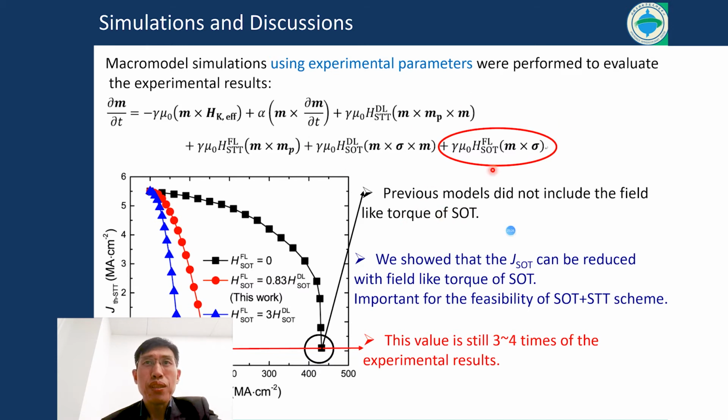So we propose this new equation in our work, that for the switching mechanism, we need STT and SOT contributions. For the STT, the major contribution comes from the damping-like torque. But for the SOT, the major contribution is from the field-like torque. So this is the contribution. As you can see, when we enlarge this term, we can greatly reduce the switching current of the spin orbit torque mechanism.